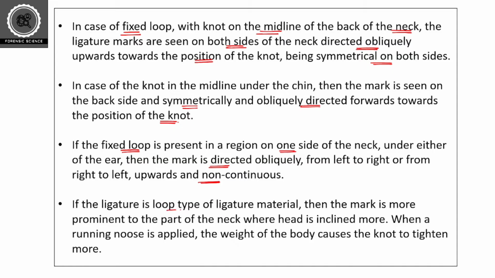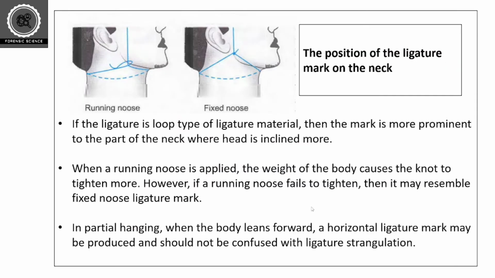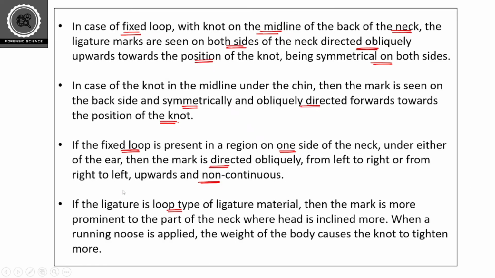If the ligature is loop type, then the mark is more prominent. If the ligature is present and it is loop type, then the mark will be more prominent on the part of the neck where the head is inclined more. Wherever the head inclines, let's say forward or backward, towards the inclination we will see prominent markings.